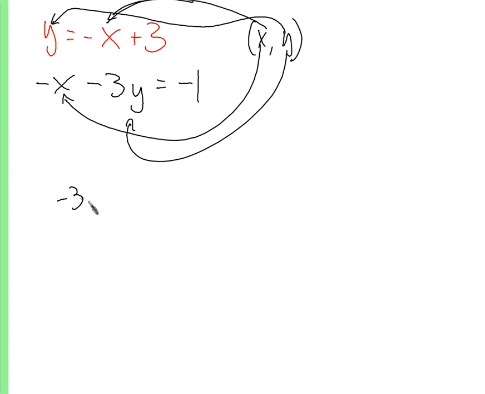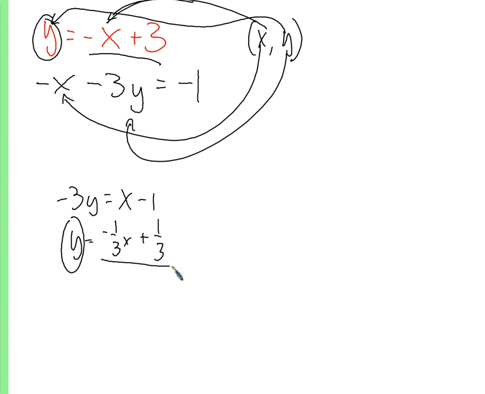Okay. So we got negative 3y equals x minus 1, because I added x to both sides in this equation. And then y equals negative 1/3 x plus 1/3. Make sense? Divide by 3 on both sides, I get x divided by 3, and 1 divided by 3, the sign switches, divided by negative 3. So, like we said, this y and this y, we want them to be identical, so this must be the same as this. Negative x plus 3 must give the same y as negative 1/3 x plus 1/3. So we solve for x.